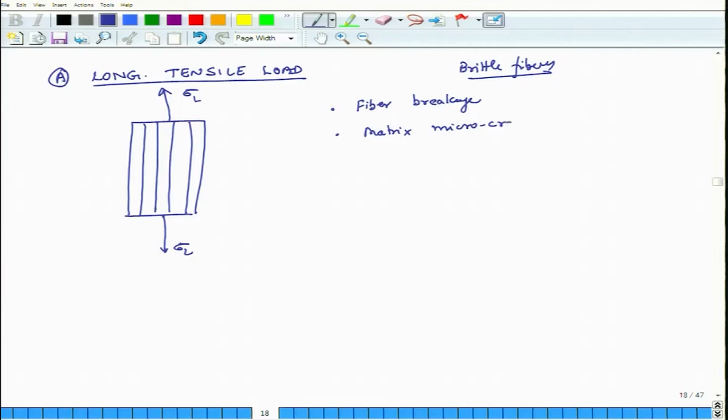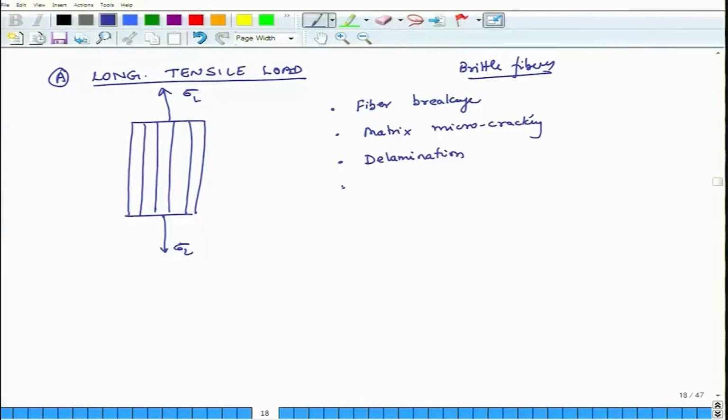other one is matrix cracking, matrix micro cracking. Okay. Another phenomenon which can happen is delamination. What is delamination? One layer could separate from the other layer, the entire layer could separate, and a similar but different phenomenon is debonding. So, in debonding, the fibers are sticking to the matrix and they separate out.